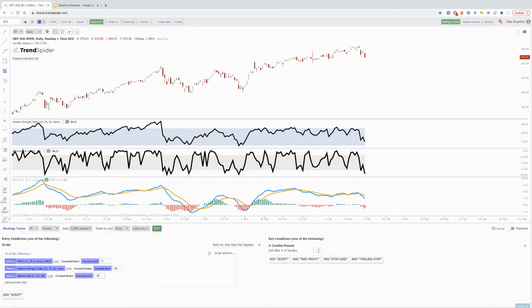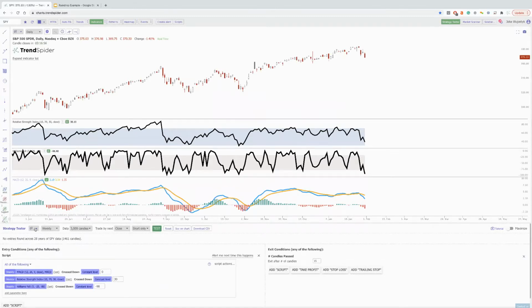So maybe we want to know after 15 days, what's the average return? We can make this a short position. And then you're able to change the time frame to daily, since that's what we're on. And you can see that this has actually never happened before. MACD doing all of these three things at once. So you may be making a signal or an alert that's never even happened before.